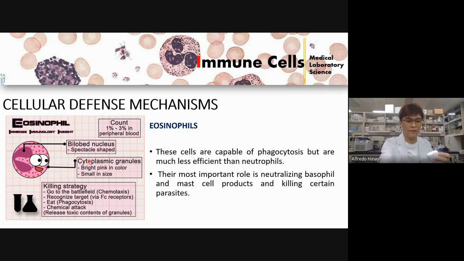Like for example, this one is your parasite. Diba? So this one is your parasite. And then this one is your neutrophil. And then your neutrophil, as a phagocytic cell, will try to eat it up. Tama? However, the eosinophil will try to check, masyadong malaki. Hindi ko kaya ito kainin. So what should I do?